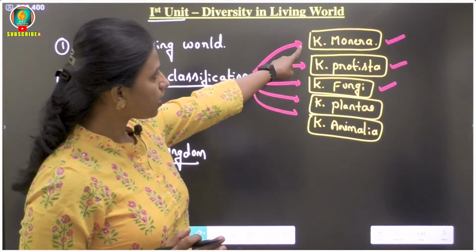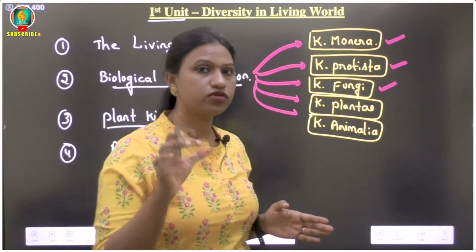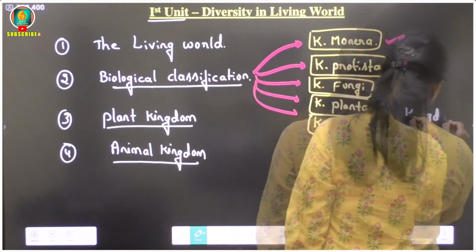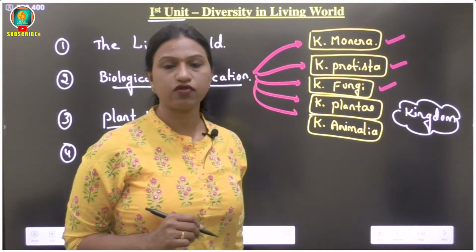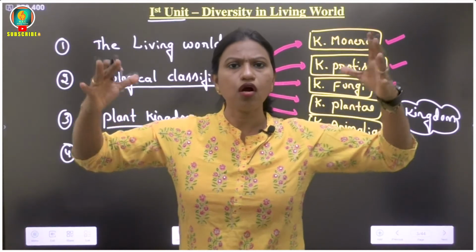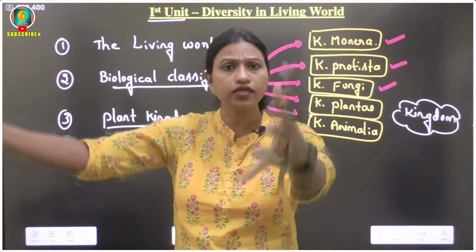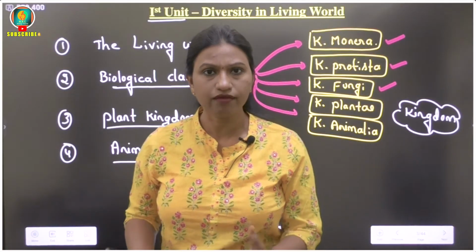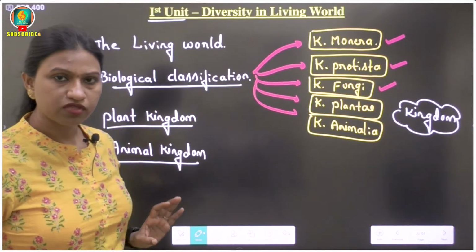Now, here I have mentioned this particularly about the kingdom because you should have knowledge about the word kingdom. Because again, this word is going to be repeated in this chapter. That's why. So kingdom is a large category, so that in that category, we are going to put many organisms. Okay, I will tell you in detail about all those things. So hope you have understood the first unit.